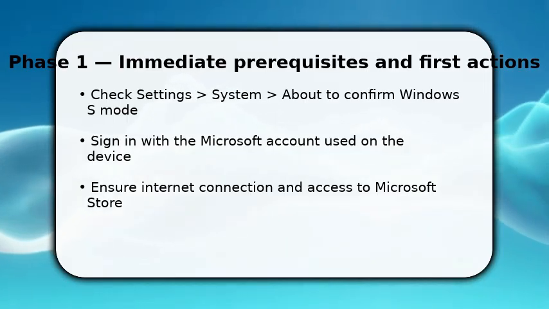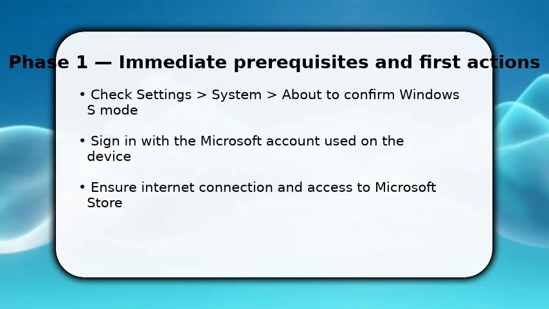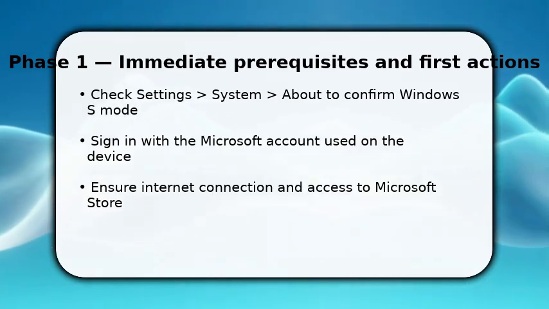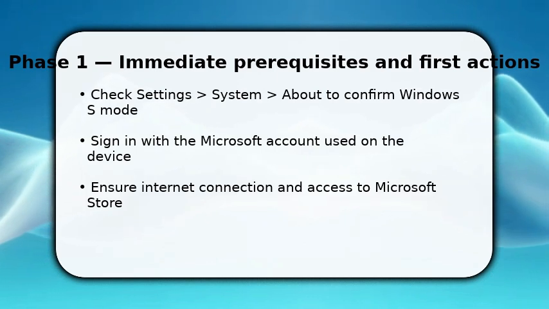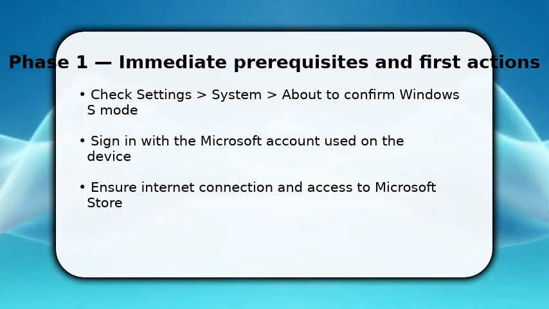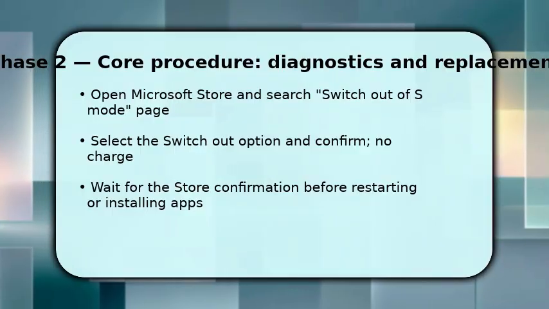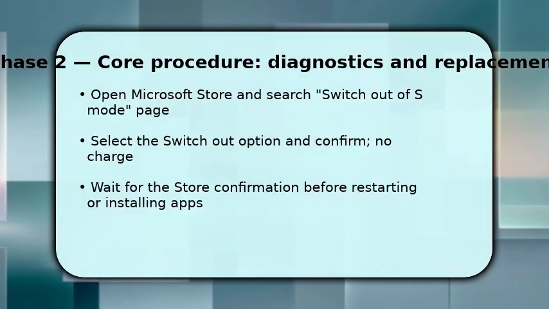Now open Microsoft Store and search for Switch out of S mode. This is the first actionable change you must initiate to continue the process. Next, use the Microsoft Store to perform the actual switch. This is a one-way change.